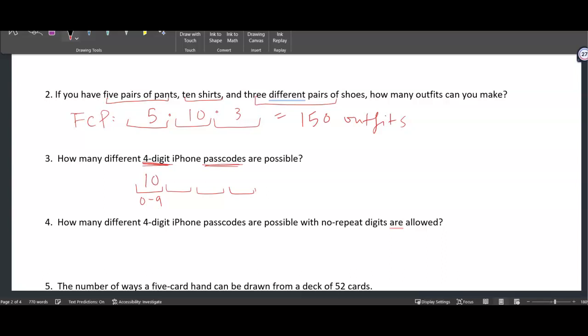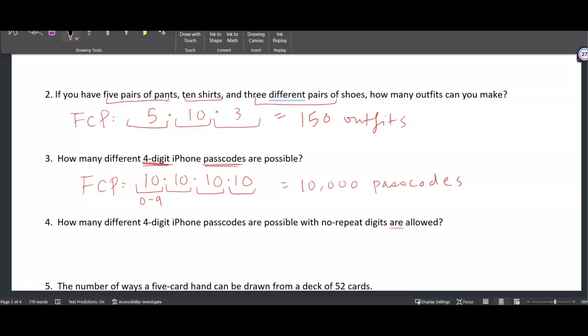And so you actually don't lose a choice. So each task, you still have the 10 digits to choose from. And because I can repeat, this is no gray area. I cannot use combination or permutation. It's the fundamental counting principle. And so you have 10,000 possible passcodes. Okay?